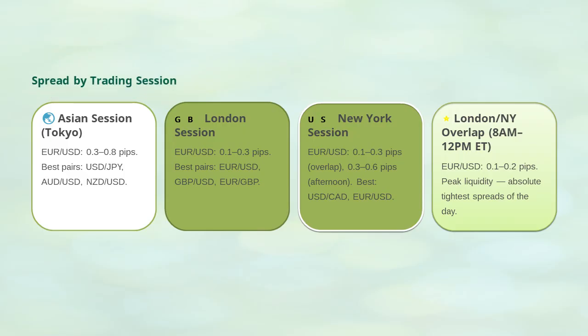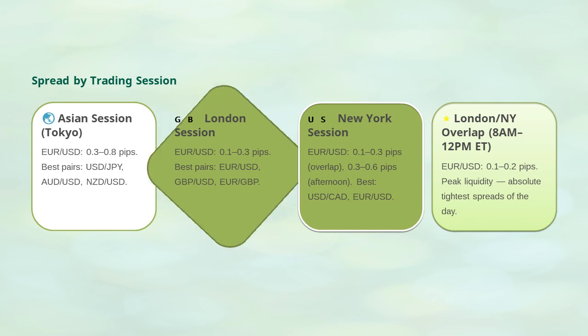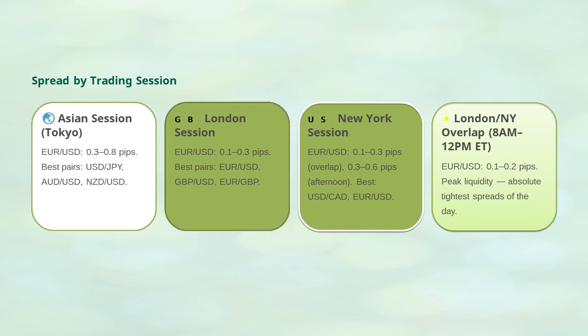Now let's look at spread by trading session. This is crucial for knowing when to trade. During the Asian session, Euro to US dollar spreads typically run 0.3 to 0.8 pips. This is a good time to trade Asian-focused pairs like US dollar to Japanese yen, Australian dollar to US dollar, and NZD/USD. During the London session, spreads tighten significantly. Euro to US dollar often drops to 0.1 to 0.3 pips.